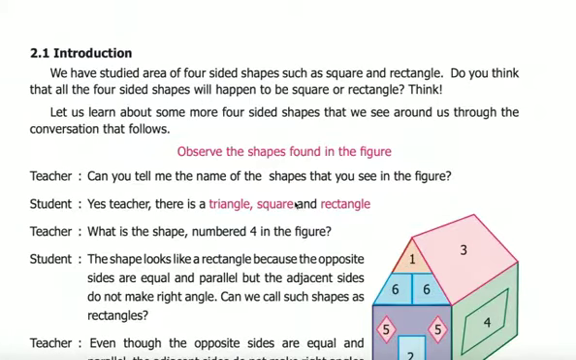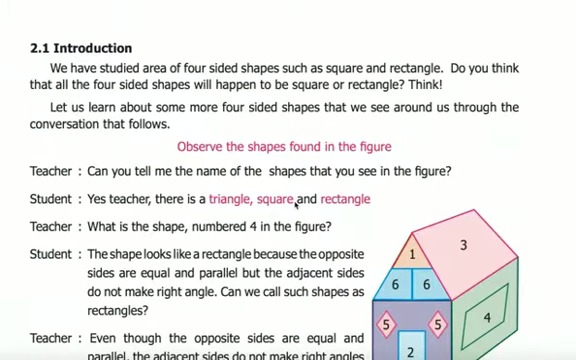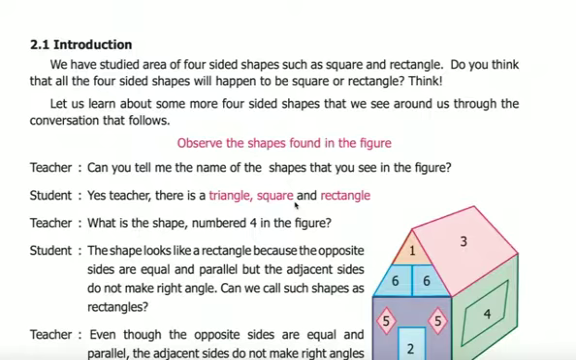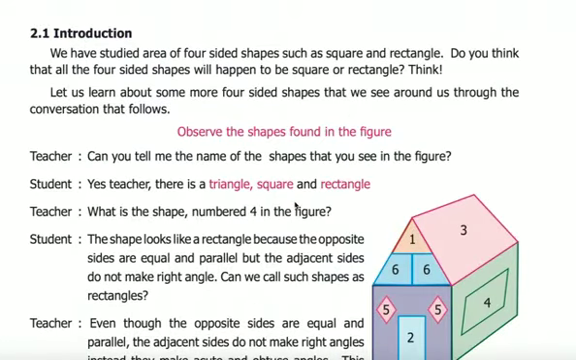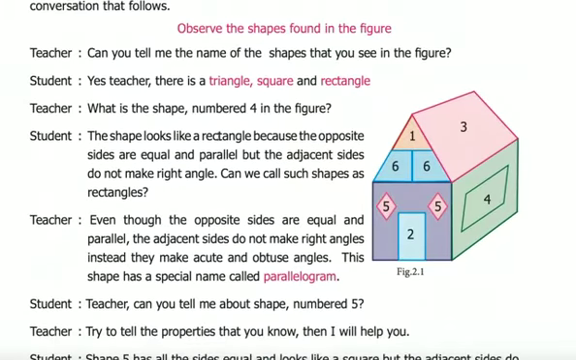Let's move on to the introduction part. We have studied the area of four sided shapes such as square and rectangle. Do you think that all the four sided shapes will happen to be square or rectangle? Think. May not be, right? It may not be. We have already seen the parallelogram also. Okay, a rhombus also. Let us learn about some more four sided shapes that we see around us through the conversation that follows. Observe the shapes found in the figure.